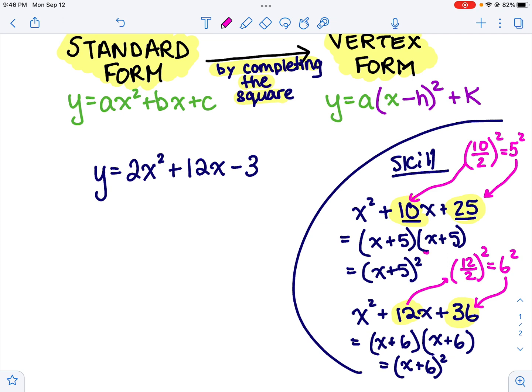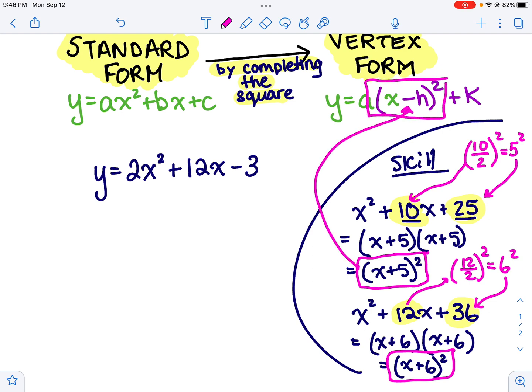So you can see how (x plus 5) to the power of 2 and then (x plus 6) to the power of 2 kind of looks like that bracket right there, (x plus h) to the power of 2. So really, when we're completing the square, when we're changing standard form into vertex form, we're really trying to create this perfect square trinomial. So let's try it with this one.